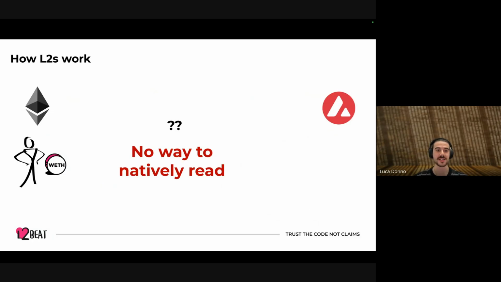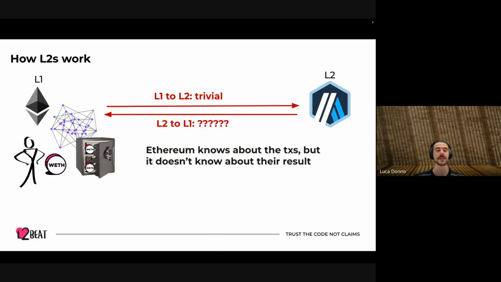And this is why, on Avalanche, the example that I made before was tricky, because Avalanche has no way to natively read Ethereum. So you kind of need someone to tell Avalanche that something happened on Ethereum. So going back to Ethereum and Arbitrum, the difficult part is how do you get back? What if I'm on Arbitrum and I want to bridge my funds to Ethereum? And while Arbitrum natively reads Ethereum, Ethereum has no idea that Arbitrum even exists.